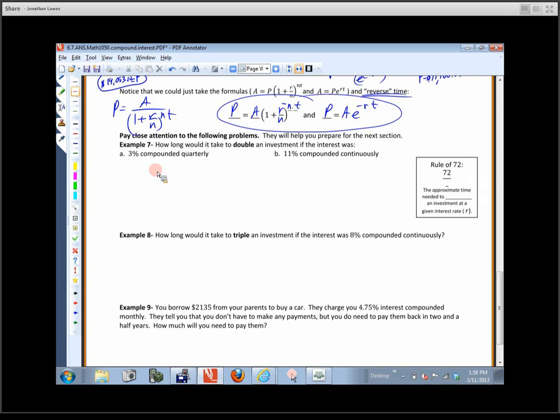Not as far as doubling goes, it's still going to double. So if you put in $100 and you double it, that's going to be $200.